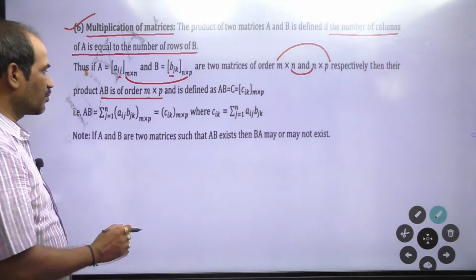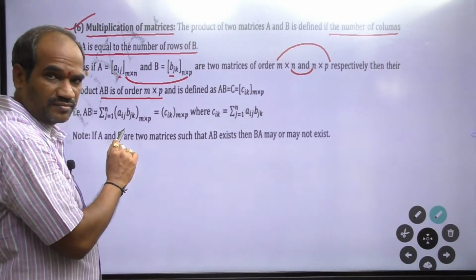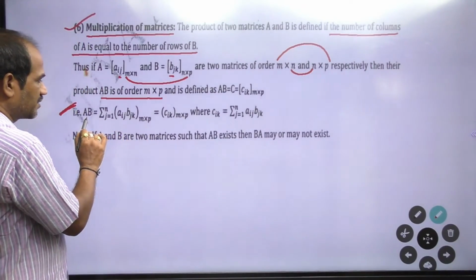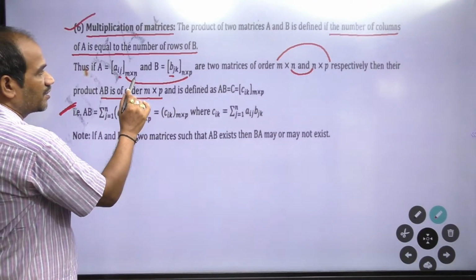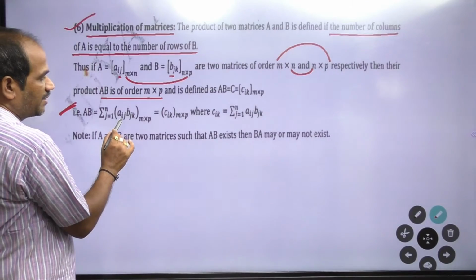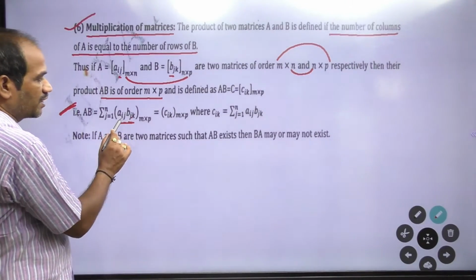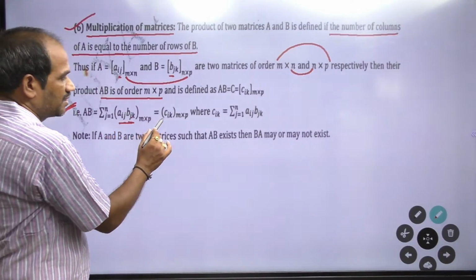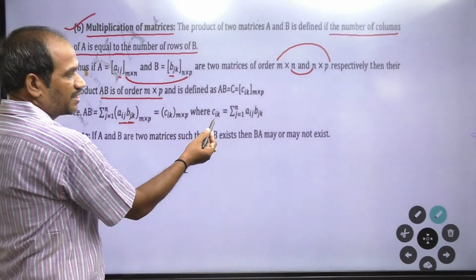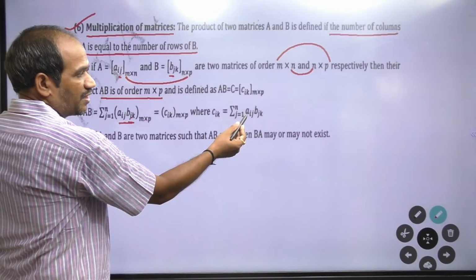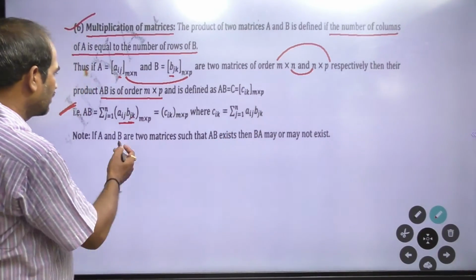Product AB is equal to sigma, j equal to 1 to n, Aij into Bjk. This total matrix is the new matrix Cik, of order m by p, where Cik is equal to sigma j equal to 1 to n of Aij into Bjk. This is the product of two matrices.